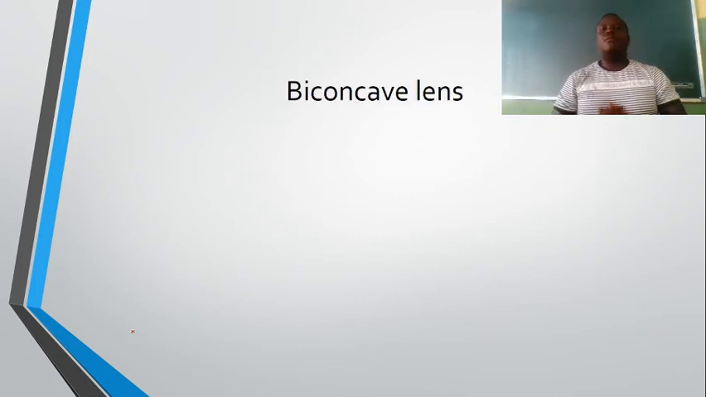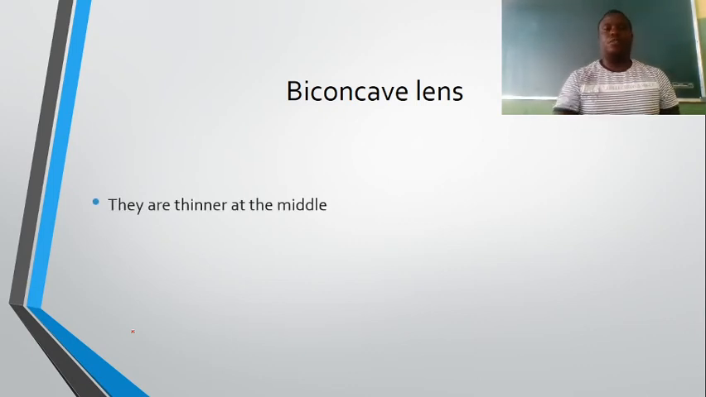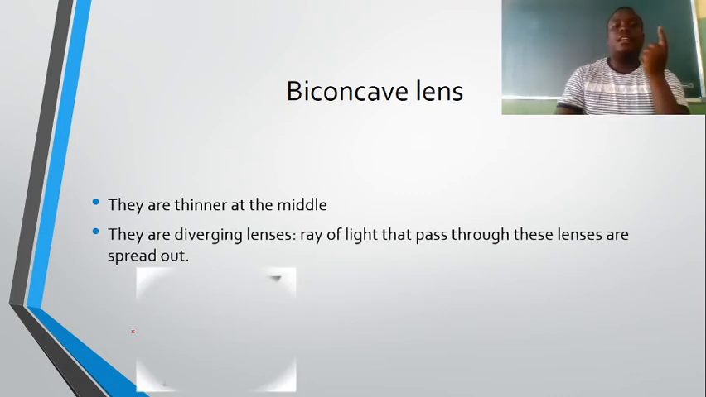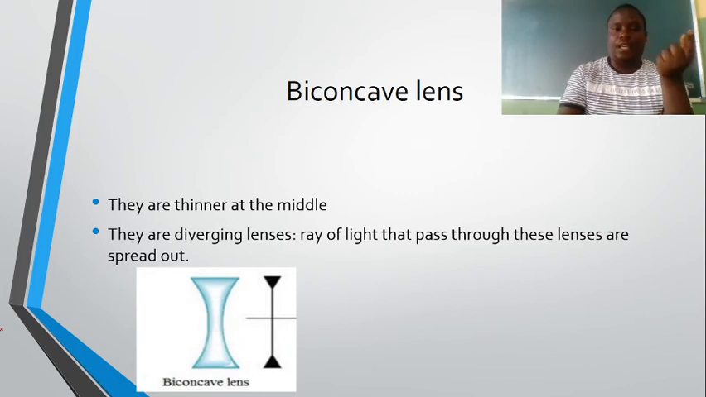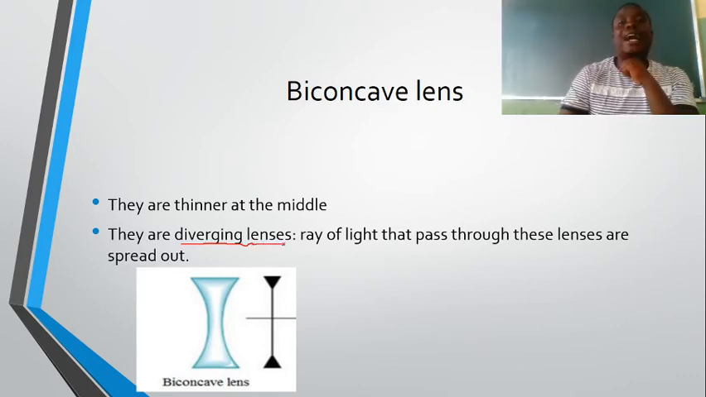So, let us continue with biconcave lens. We start from the first subtype. They are thinner at the middle. They are diverging lenses. You see, here, other than being converging, they are diverging. It means that they are diverging as they are concave lenses.